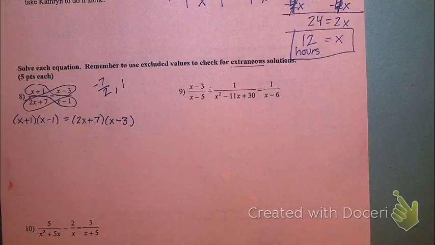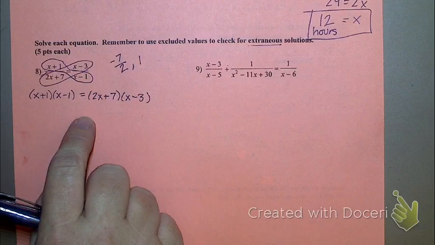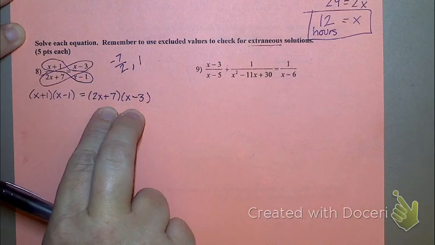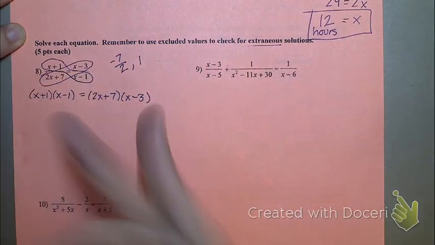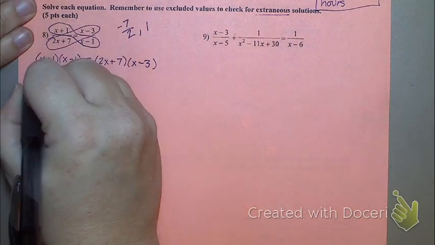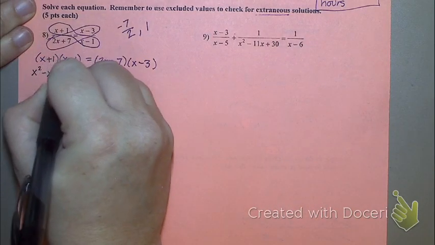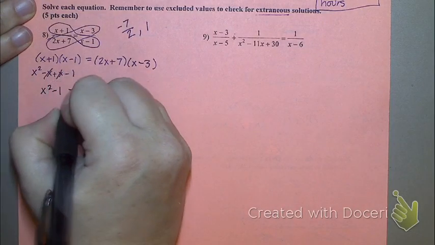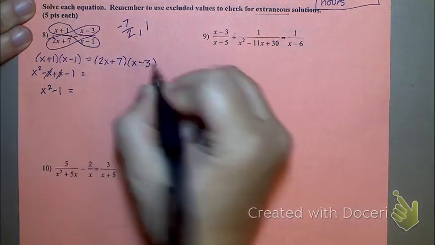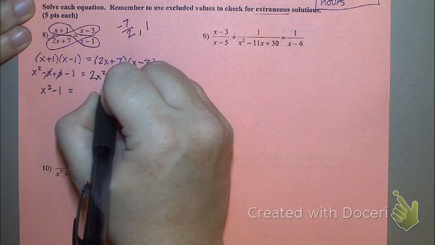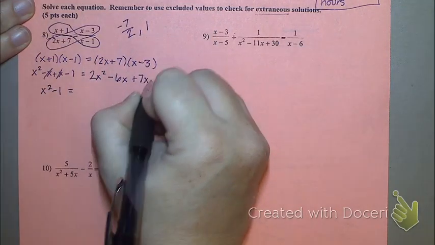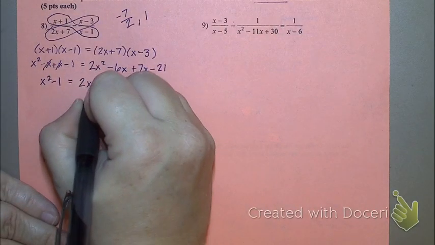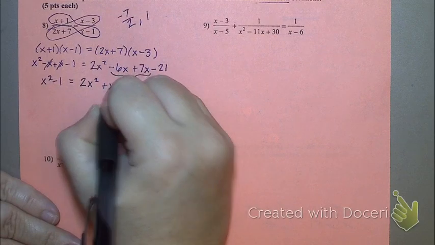And by the way, just to make sure that we're all clear, it doesn't matter if you do the x plus 1, x minus 1 on this side and the 2x plus 7 one on this side, or if you do these in the reverse order. It doesn't matter. Okay? So, I'm going to multiply x squared minus x plus x minus 1. That becomes x squared minus 1. You follow? Over here I have 2x squared minus 6x plus 7x minus 21, which becomes 2x squared plus x minus 21.